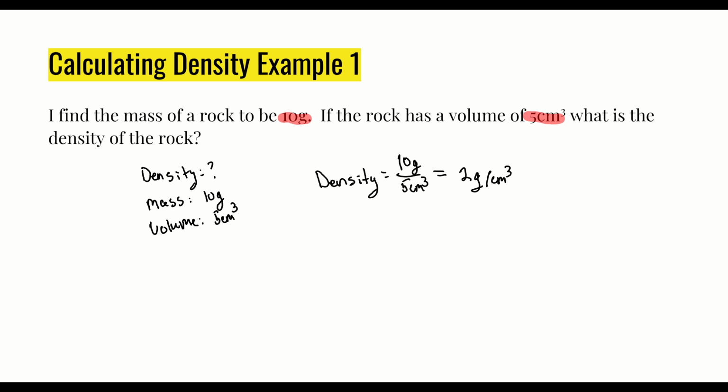So what this is telling us is that for every cubic centimeter, there's 2 grams of stuff in this rock. And so if we had even more space, it would follow that same trend, and we'd have more mass. If we took the volume down, then we'd have less mass, but our density stays the same in all of these scenarios.